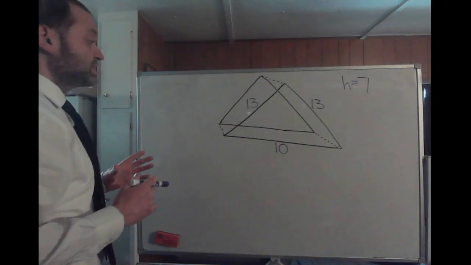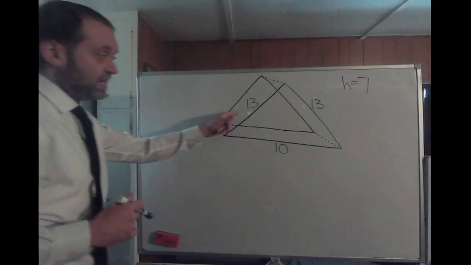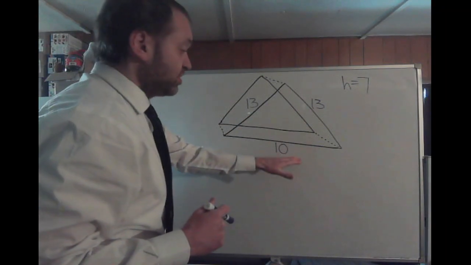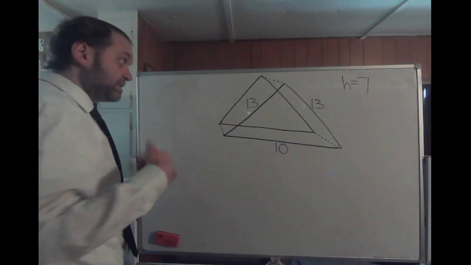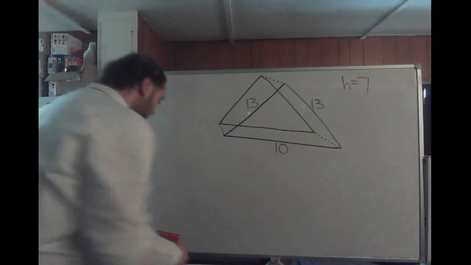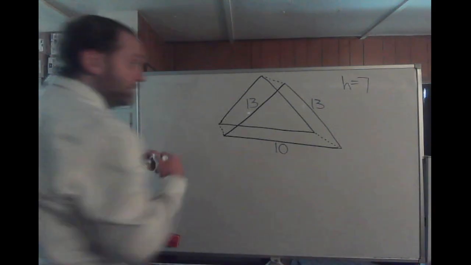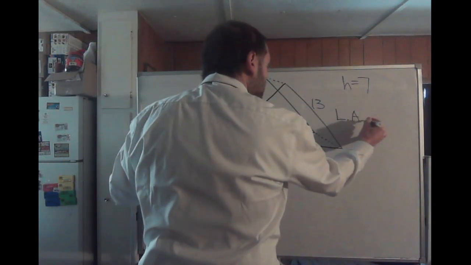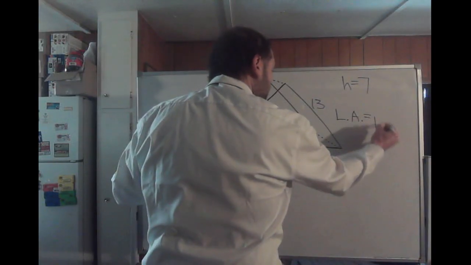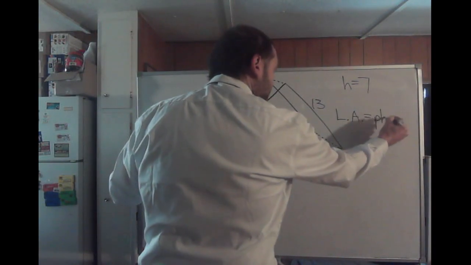Of course, we have the bases of the prism being isosceles triangles. You have the height of the prism. Let's proceed to finding the lateral area first. Again, what's the lateral area of a prism in general? That's equal to the perimeter of the base times the height of the prism.